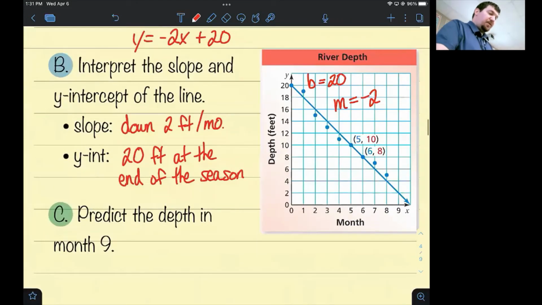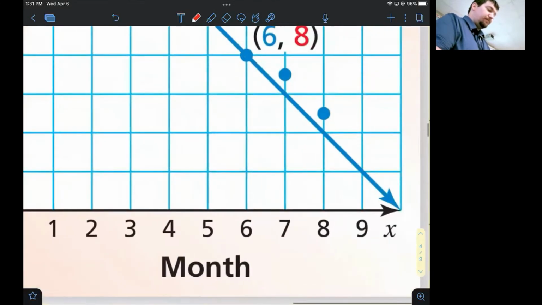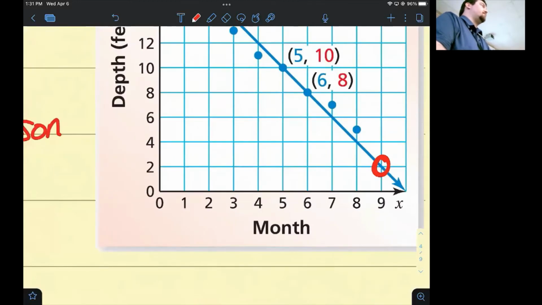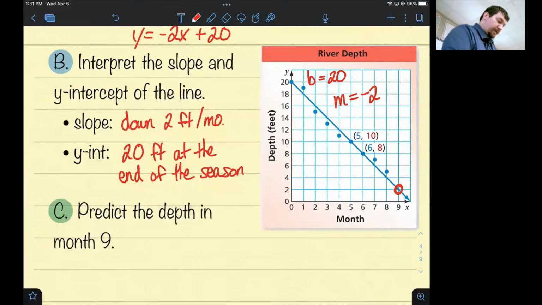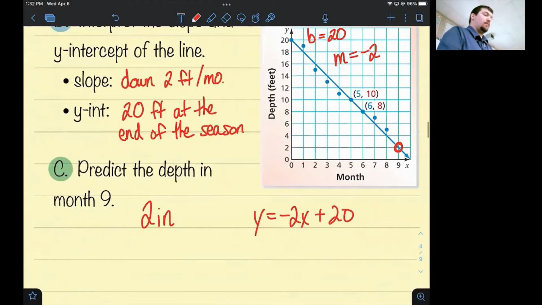Predict the depth in month 9. Okay, well, let's look at the chart because we can definitely get month 9 from the chart. How many inches is that? Sky? 2 inches. Yep, we can say 2 inches. And does our equation back that up? Let's find out. If we plug 9 in for x, because x is the number of months, we'll get -18 plus 20, and we get 2 inches.